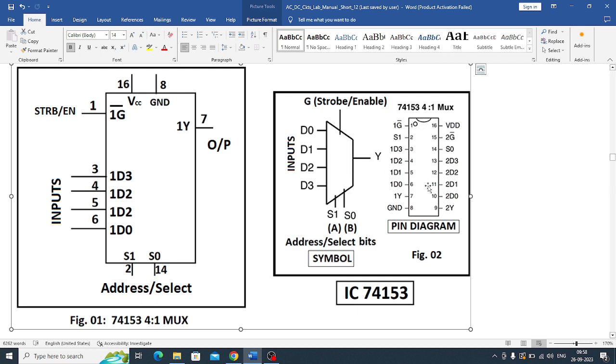See here, output are designated as Y, input as D0, D1, D2, D3. Address bits are shown as S0 and S1, sometimes AB. In this chip it is S0 and S1. See here, pin number 14 is S0, pin number 2 is S1.